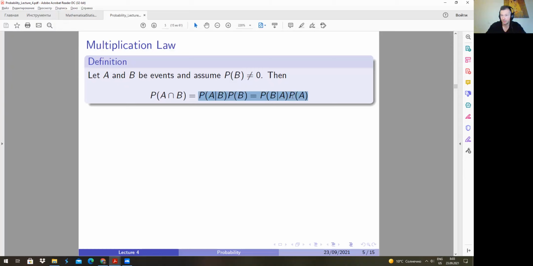And this relationship opens a huge field of possibilities for us, of manipulations over this conditional probability. Because look, if I know something about the conditional probability of A given B, I can tell what is the conditional probability of B given A. I can reverse this procedure based on this multiplication law. This multiplication law is a very, very important thing in the whole topic.